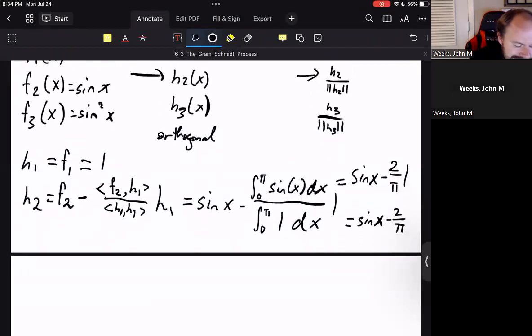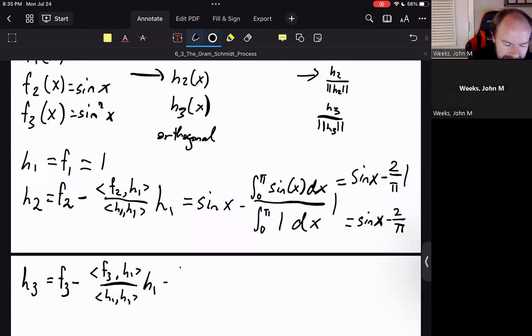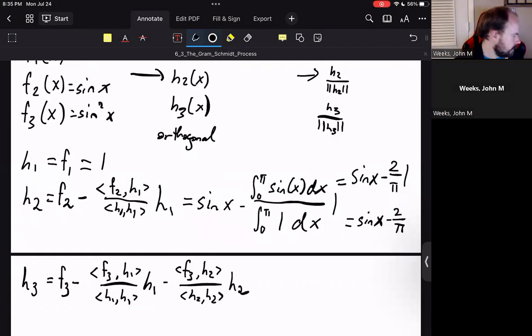And then we do the same process this time for h3. So we're going to start with f3. That's going to be this guy right there. Minus, we'll do f3 and its orthogonal projection onto h1 and write out what this one is. Minus f3 and how it works with h2. We'll divide that out here with h2 as well. Okay. So let's take a look at what this formula should be.